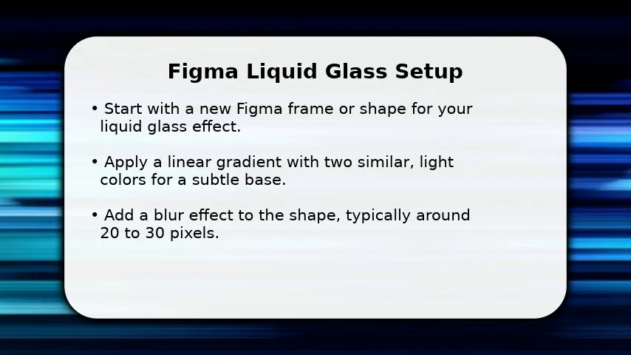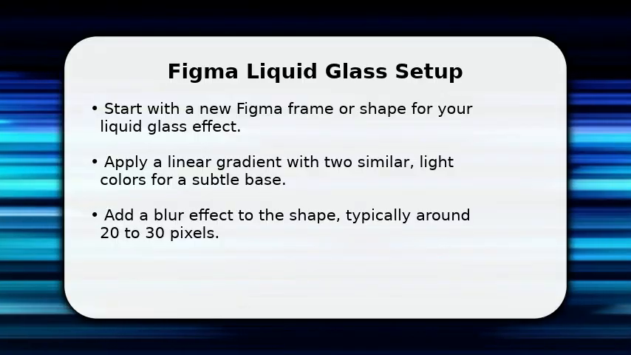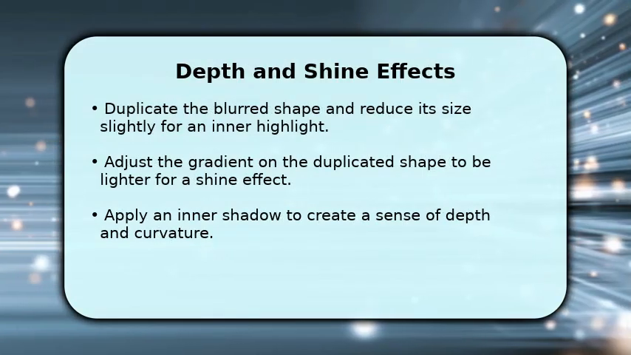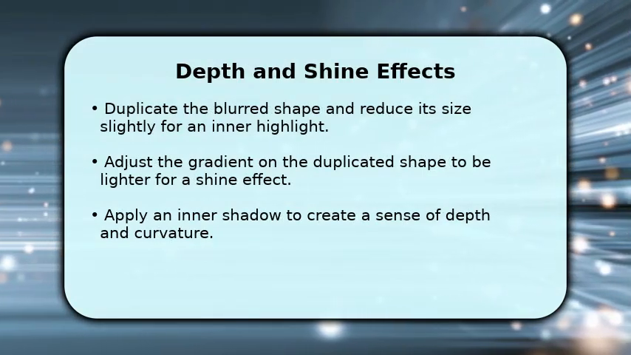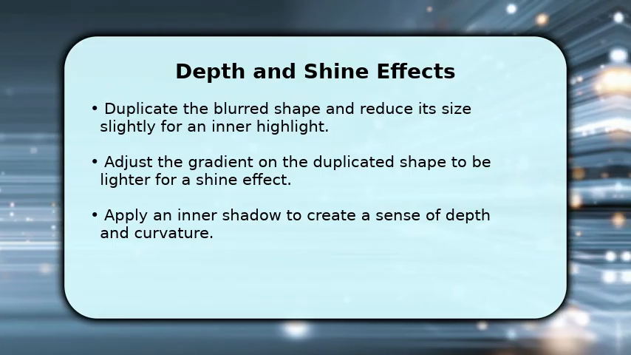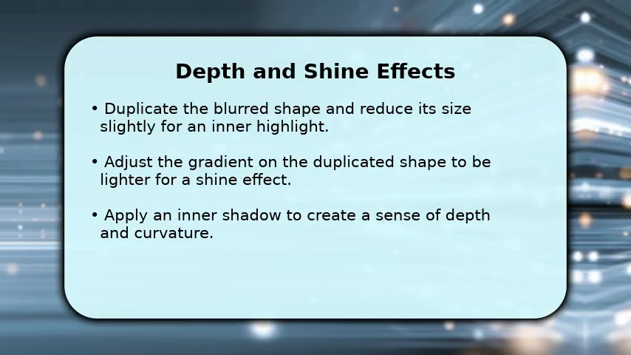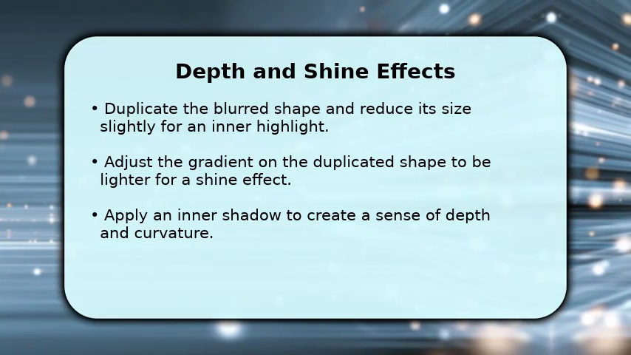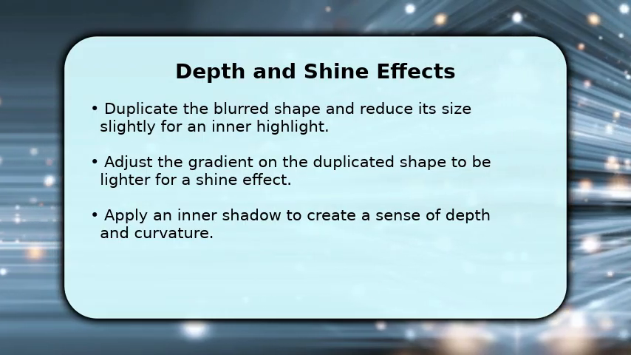Then, add a blur effect to the shape, usually setting it between 20 and 30 pixels to begin softening the edges. Now duplicate your blurred shape and scale it down slightly to create an inner highlight. Adjust the gradient on this new, smaller shape to be much lighter, almost white, simulating a bright shine.